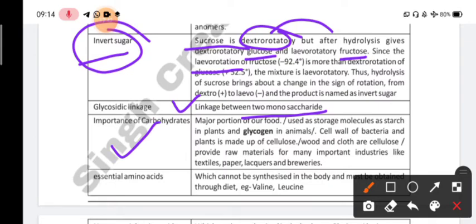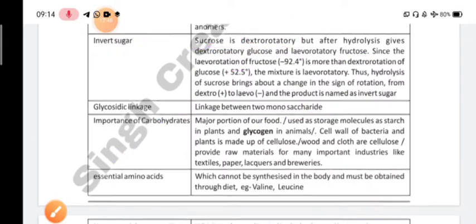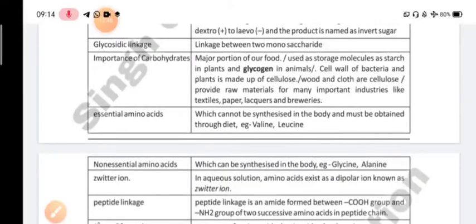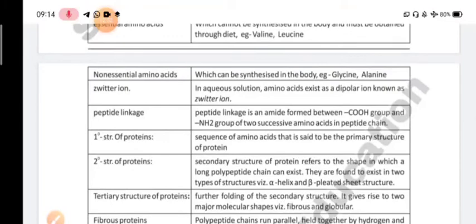Okay, the importance of carbohydrate is very much important, we know that as well, because it is a major product of our food and we need to store some energy through the carbohydrate as well.